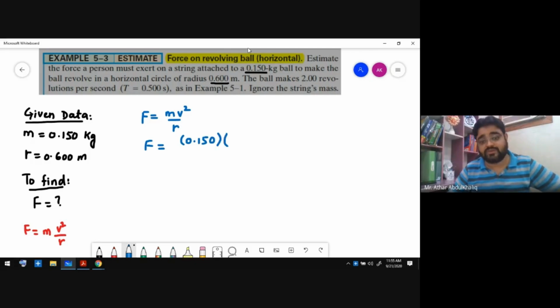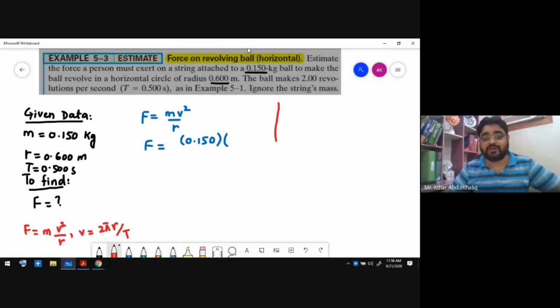V is... oh, there is a problem. We don't have V. Okay, let me complete the data. What was given? 2 revolutions per second. So they gave us the time period. Either we can write frequency or we can write time period. So the time period is half a second, 0.500 second. For finding the velocity, you remember the expression was v is equal to 2 pi r over t.